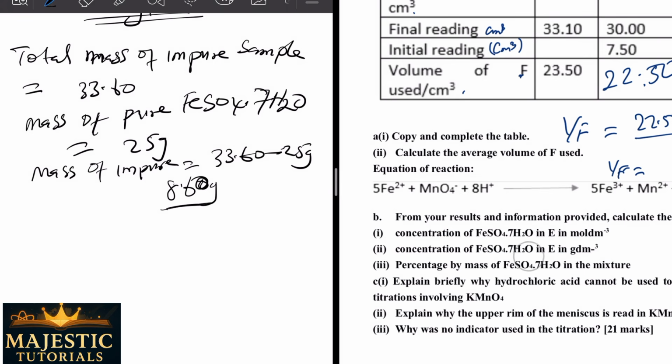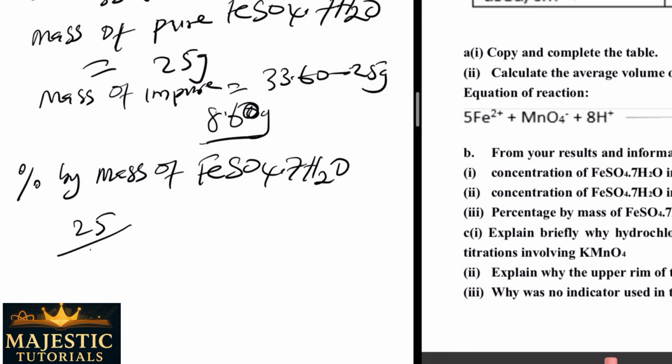We take the mass, the gram per dm cube, divide by the total mass times 100 over 1. Total mass is 33 point what? So the percentage by mass of iron 2 tetraoxosulfate 6 heptahydrate is: take the mass, the gram per dm cube of it, over the total mass, which is 25, divided by 33.60 times 100 over 1.